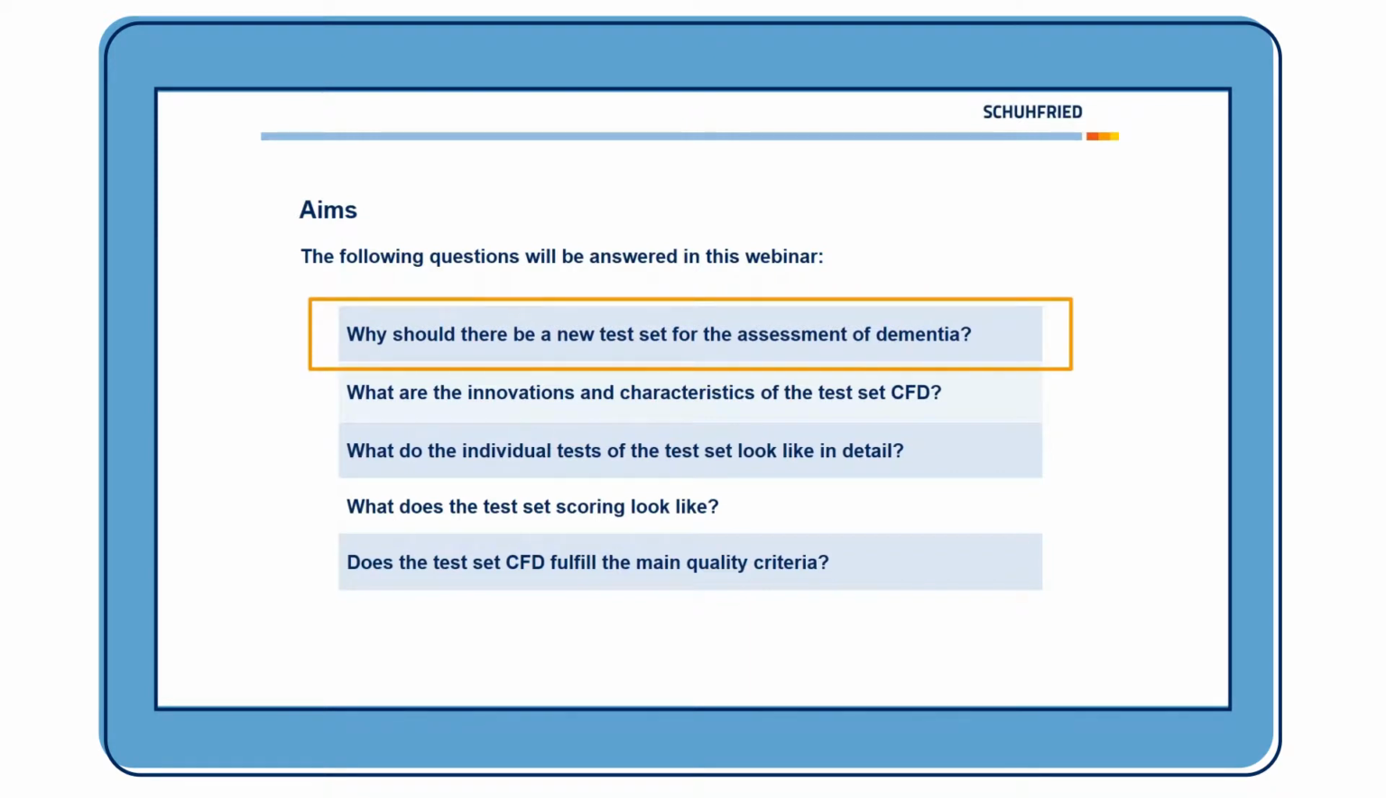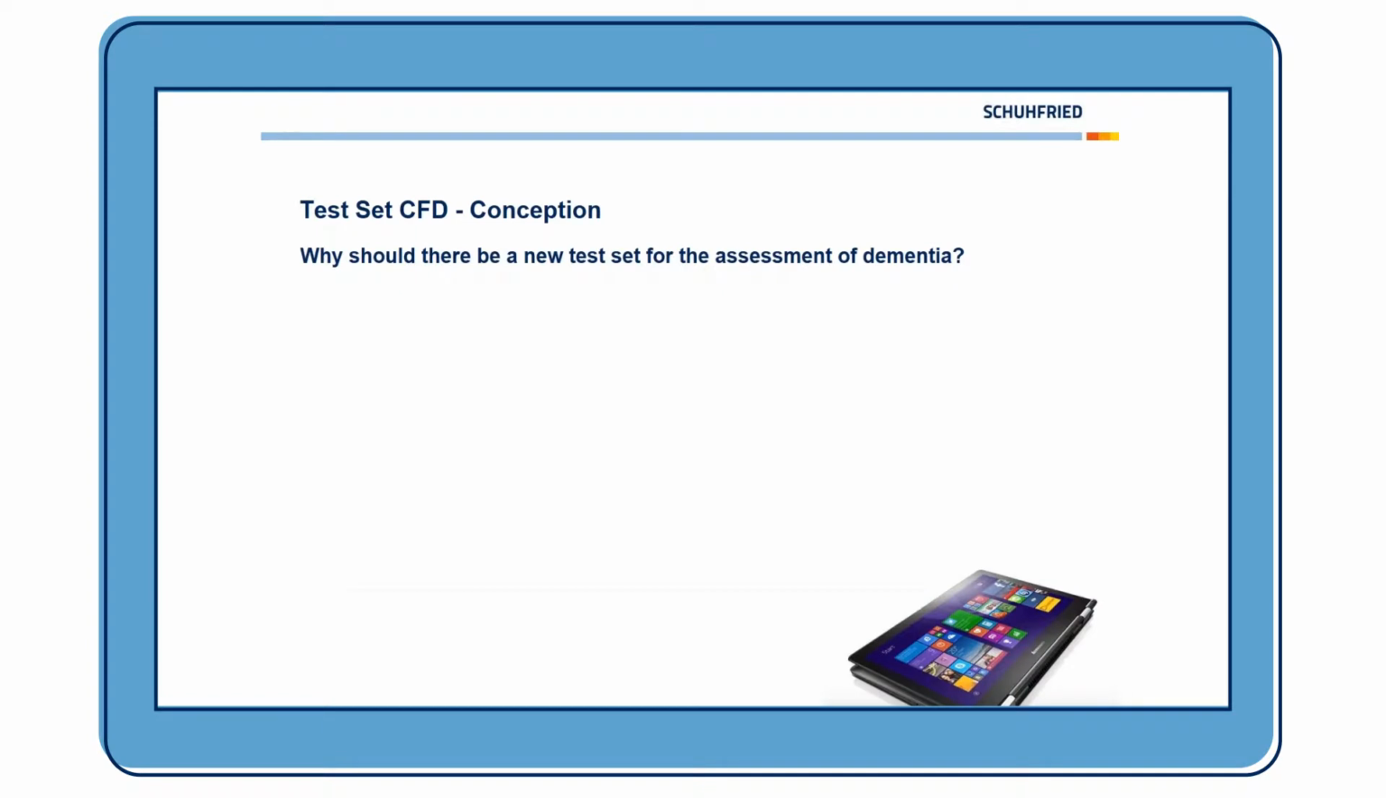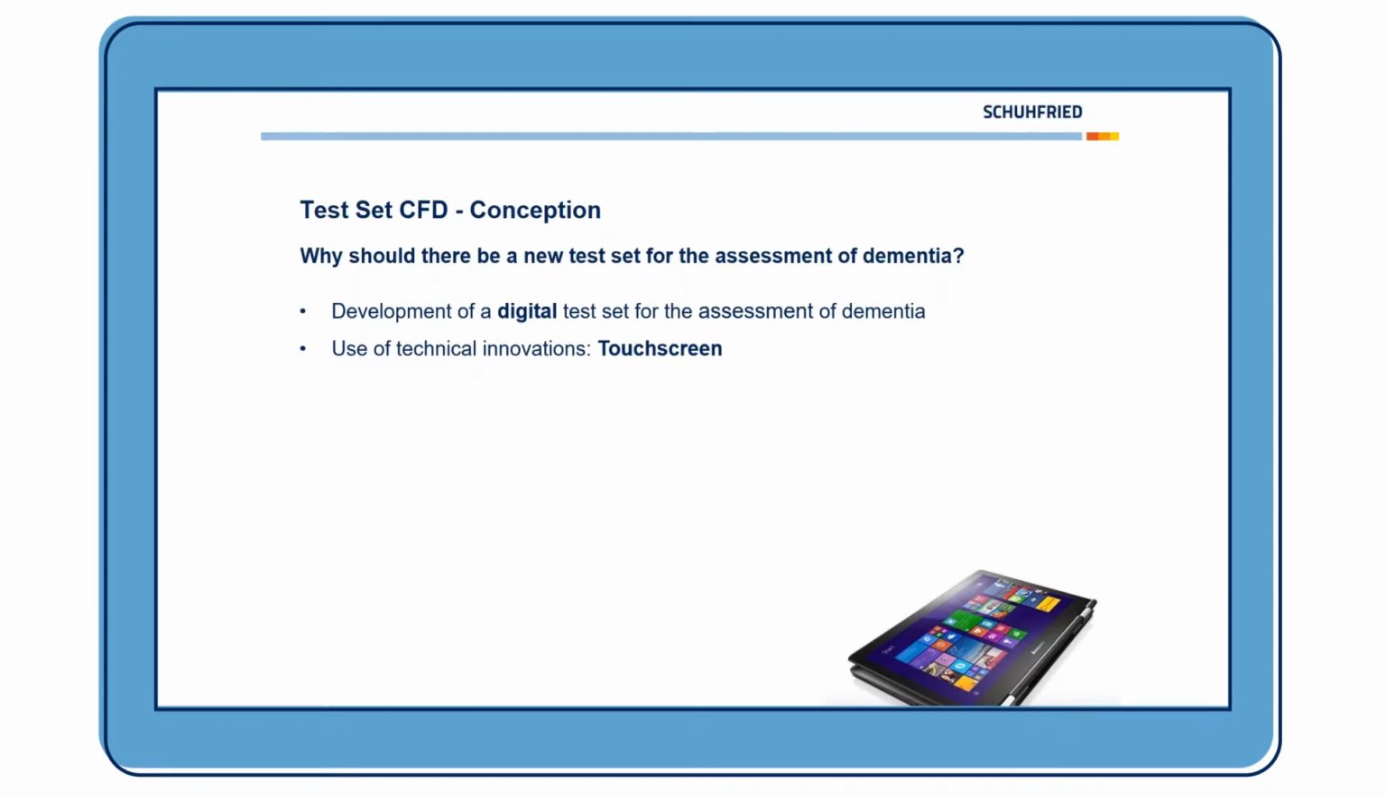So why should there be a new test set for the assessment of dementia? We decided to develop the test set CFD because in dementia we have some common deficits, like in the intentional functions, and these deficits are better measured with digital test sets because we have here a more precise measurement of aspects like reaction times. We know that most of the elderly people do not use computers so often, so we decided not to use the mouse for this test set or a response panel, but to use the touchscreen to have a higher usability and a better user experience.